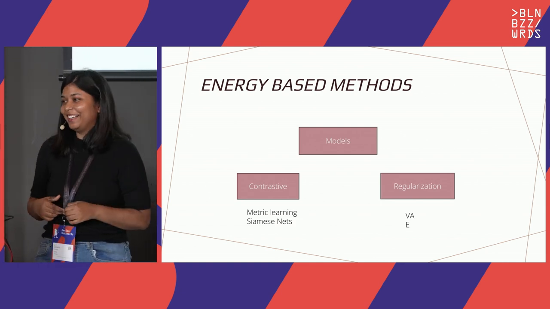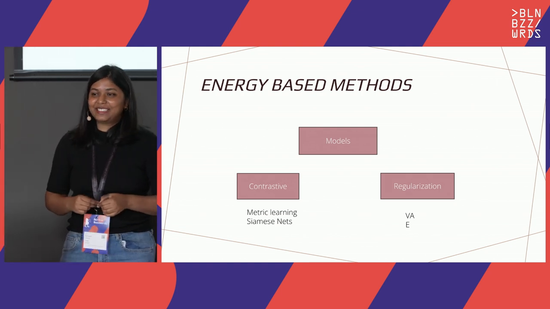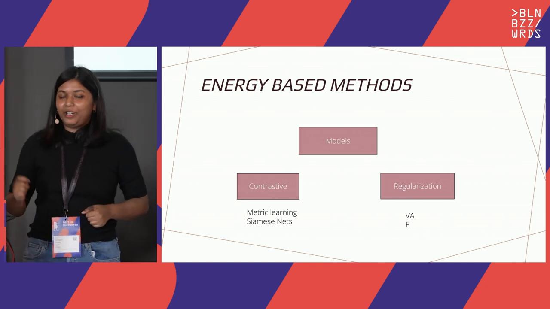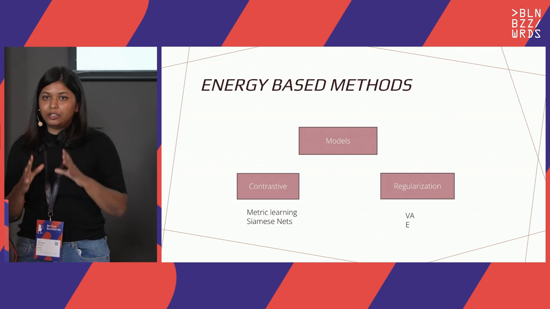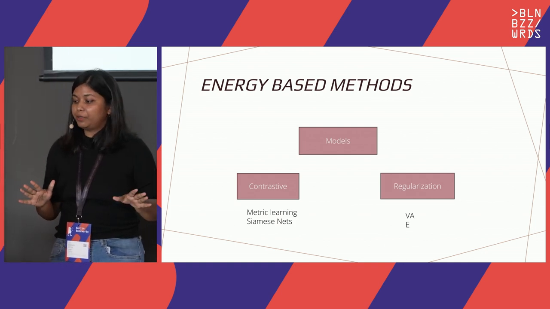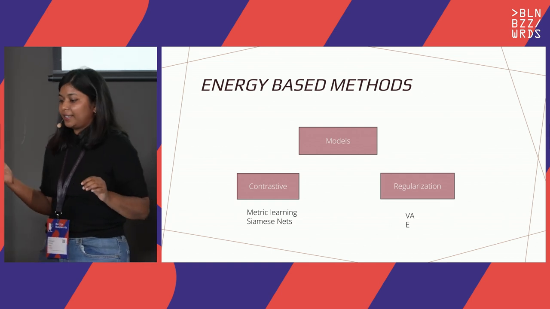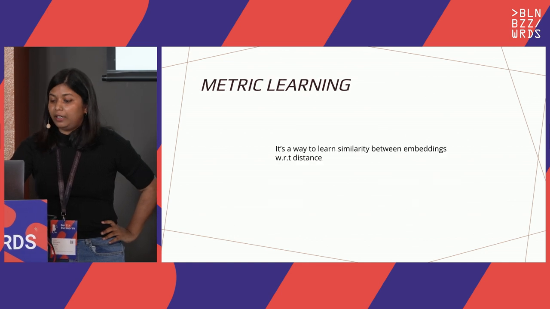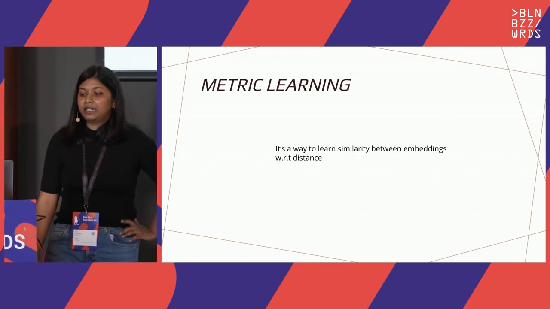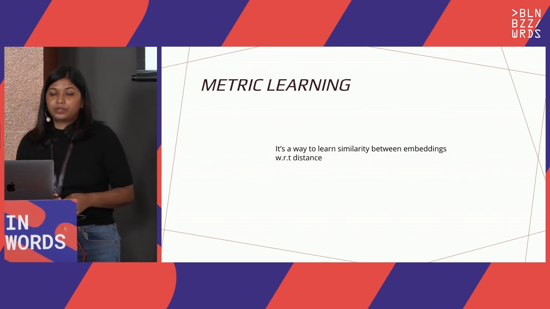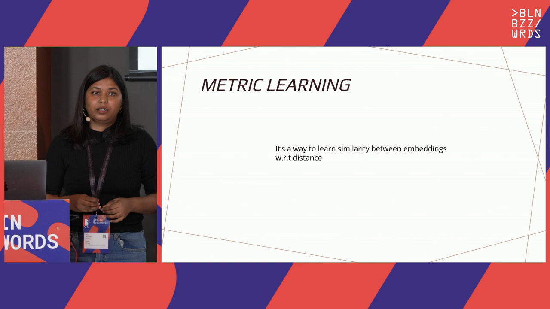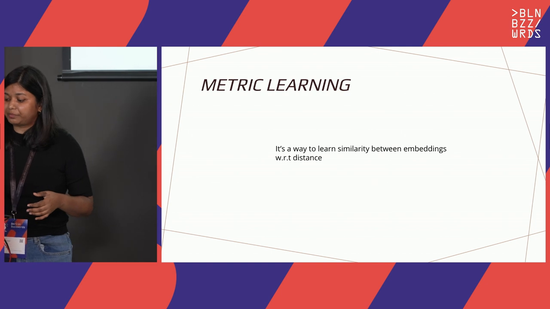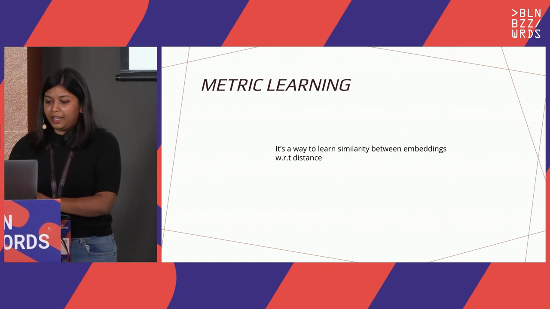Now, after talking so much about self-supervised learning, you might be thinking, when is metric learning coming? This is the point where metric learning shines: to prevent this collapse of these energy models. There are two ways, contrastive and regularization. The contrastive method is the metric learning, which basically finds a similarity between embeddings with respect to distances. You might have seen there are different kinds of distances: cosine similarity, Manhattan, etc. That's where metric learning shines.